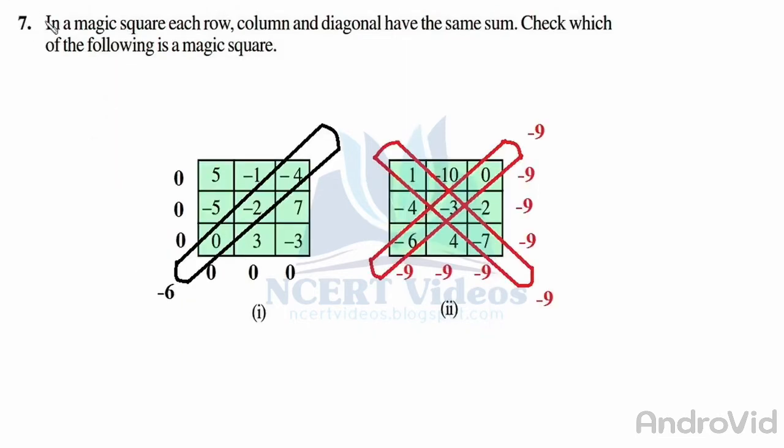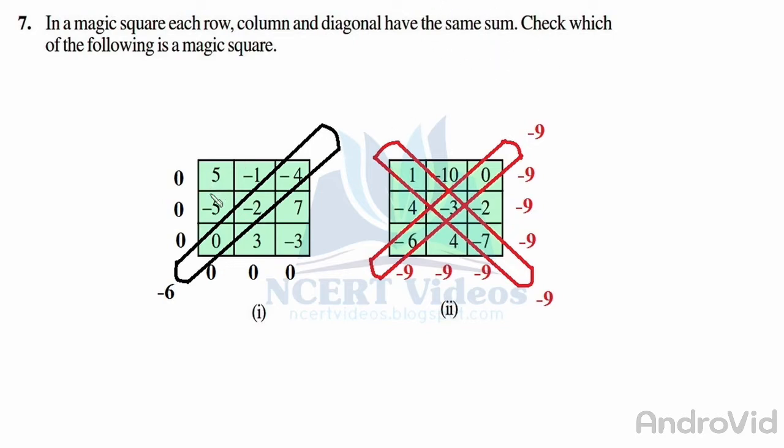Question 7. In a magic square, each row, column and diagonal have the same sum. Check which of the following is a magic square. So we have to check for the magic square and the criteria is given. So this is your square. These are vertical, these are horizontal. These are rows. Verticals are columns. These are diagonals. You have also studied this in geometrical figures in class 6. So you can see here, we have to sum them. All the sums should be the same.